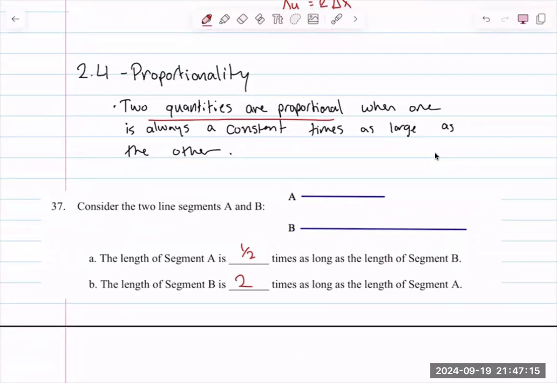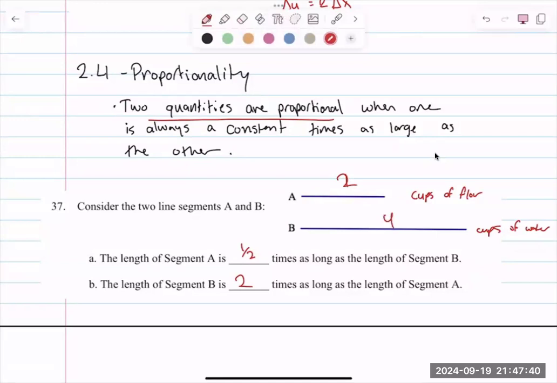And so what if this was a recipe? Let's say A is cups of flour and B is cups of water. And I tell you that normally in the recipe, there's 1 cup of flour and 2 cups of water. You're making bread, let's say. Very watery bread. Well, if I wanted to double the recipe, I could double A and I'd also have to double B. And so we would go to 2 and 4, right?